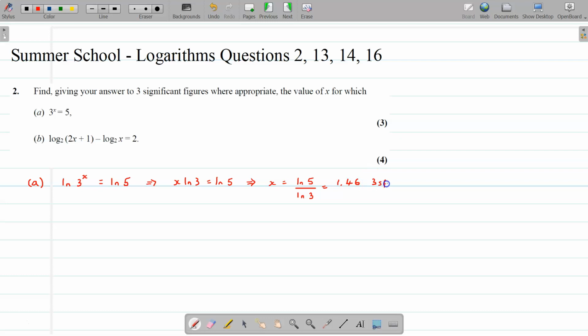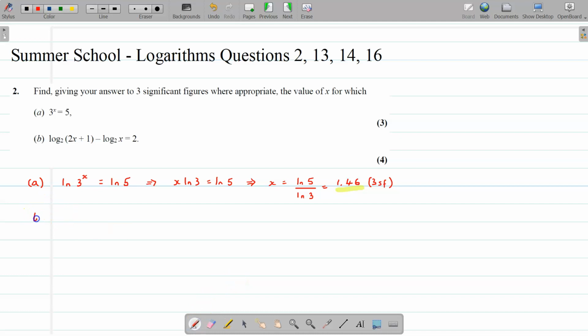And that's the answer. As I said, you could have put that log in any base you liked. It wouldn't have made any difference. You would have always got the answer 1.46. So that's part A out of the way.